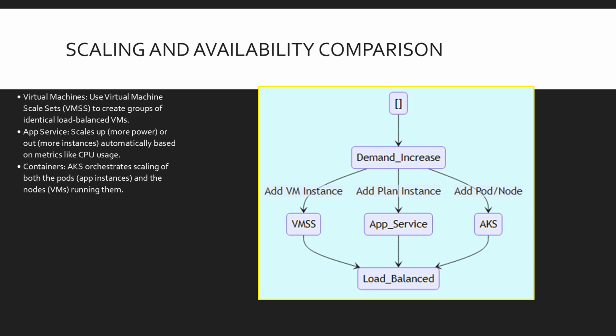This state diagram shows the response to demand increase. The path splits into 3 actions based on the service. VMSS adds a VM instance, App Service adds a plan instance, and AKS adds a pod or node. All 3 paths converge at load balanced, illustrating that regardless of the method, the end goal is distributing traffic across scaled resources.